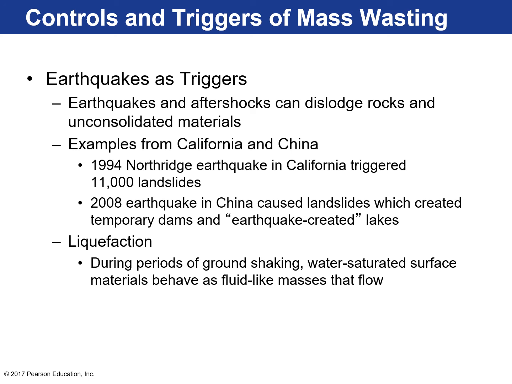There are some examples here. The 1994 Northridge Earthquake triggered about 11,000 landslides. So think of it as the ground shaking and then everything, unconsolidated material, just moving down slopes. Okay. In 2008, there was an earthquake in China that caused landslides. And a lot of times this material will move downhill and maybe even block a river valley, and it can create a lake. So we refer to those as earthquake-created lakes.